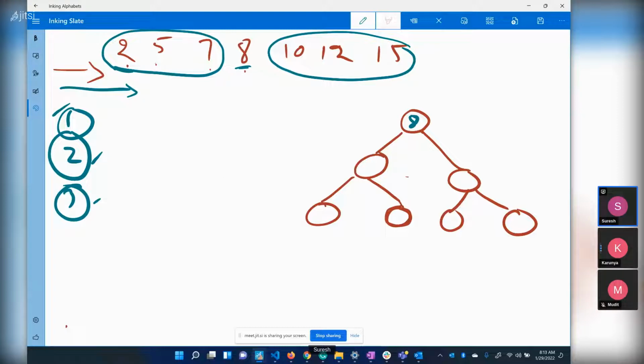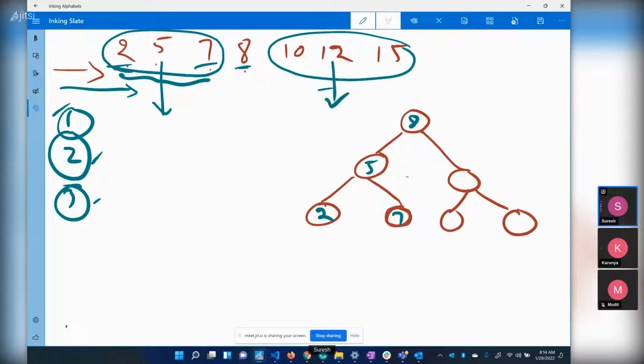Recursively, let us fill the left side of the subtree first. For that, again the sorted array, we'll find the mid value in the left array, which is 5, and make it as a root. And the left and right, again 2 and 7, we'll fill it out as the left and right. And similarly, what we do on the right side, same thing.